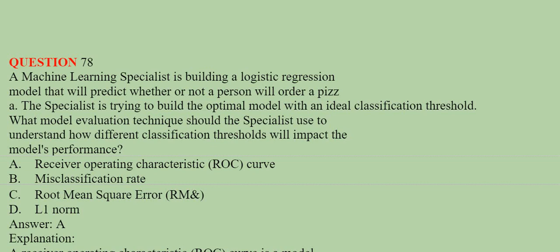Option A: Receiver Operating Characteristic (ROC) curve. Option B: Misclassification rate. Option C: Root Mean Square Error (RMSE). Option D: L1 norm. Correct answer is option A.